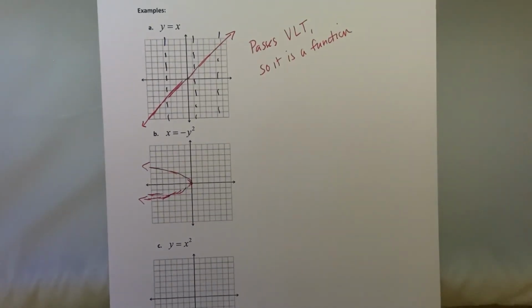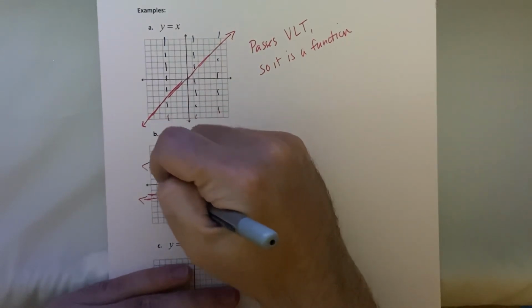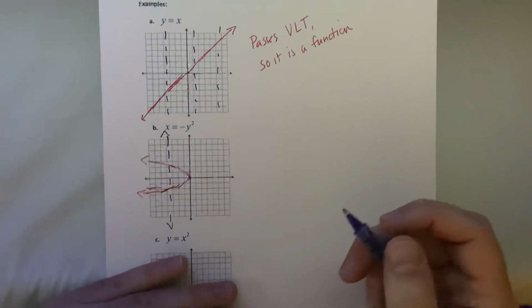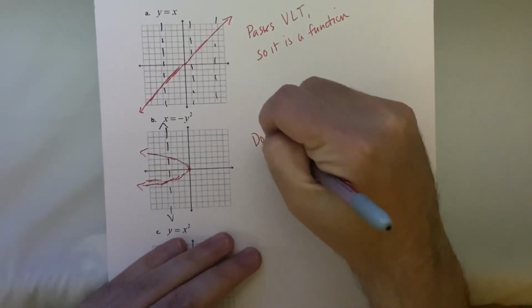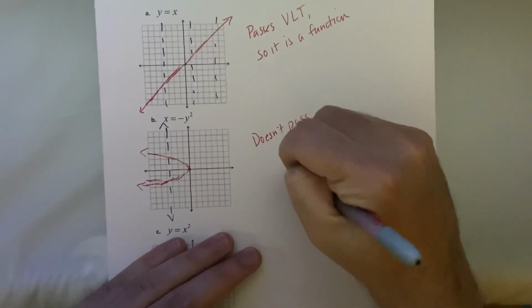And what you notice is if you drop a vertical line here, is there anywhere it can touch the function or the relation twice? Yeah, pretty much anything on the left side is going to touch the relation twice. So this one doesn't pass the vertical line test. Not a function.